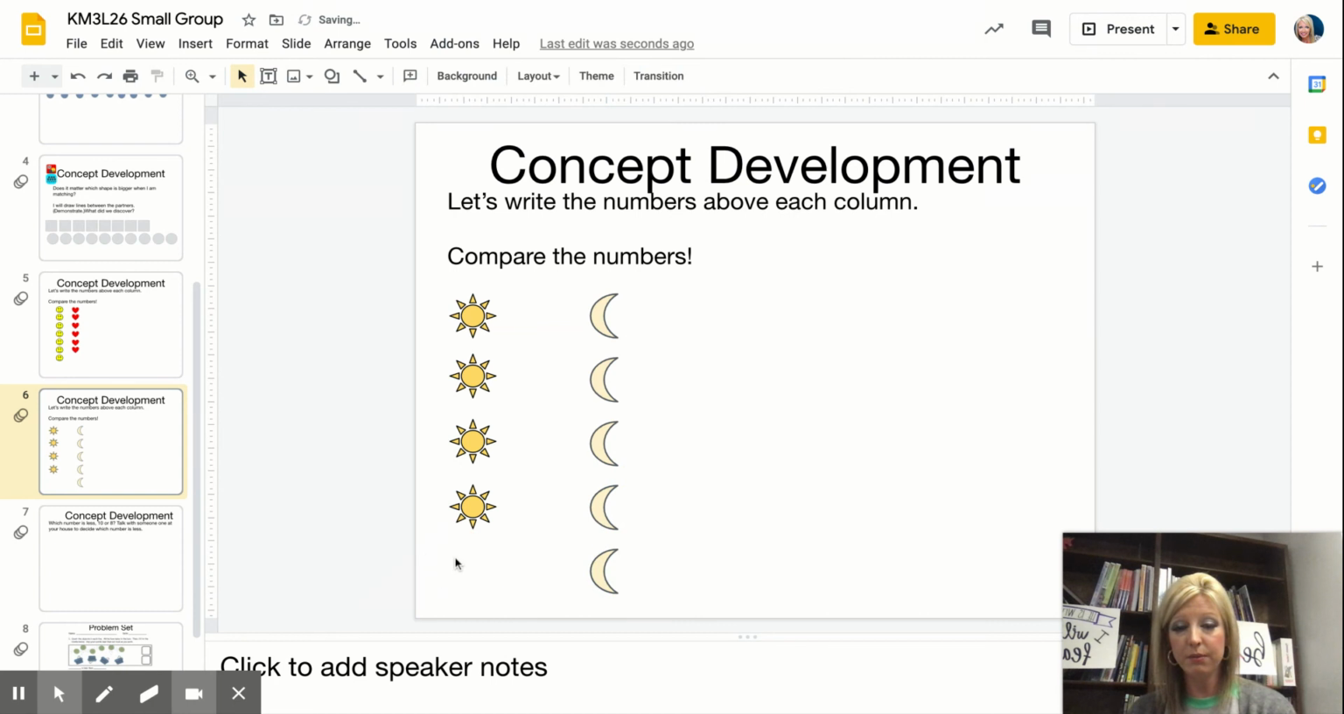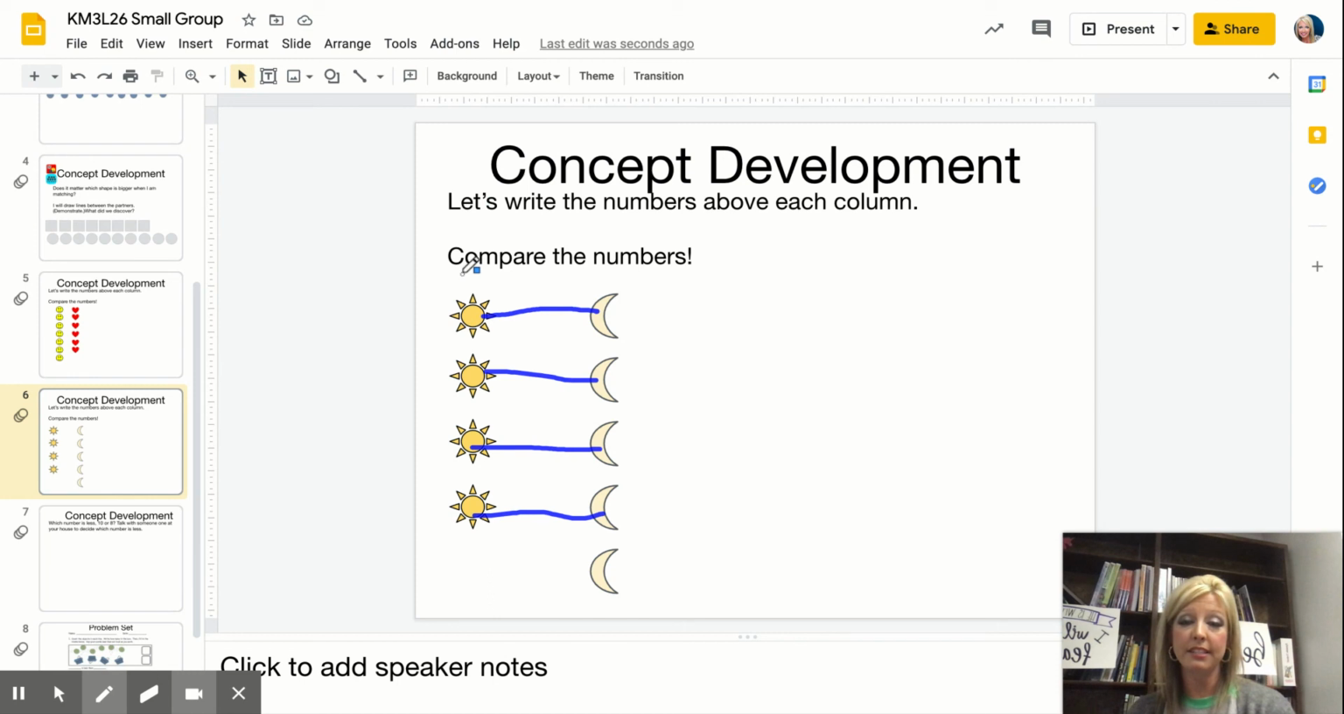All right, so which one appears to be more? Which one looks more just by looking at our columns? The moon, right? But let's match and make sure. 1, 2, 3, 4. So there are more moons in this picture.